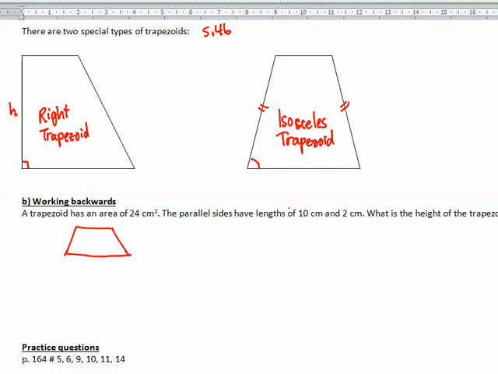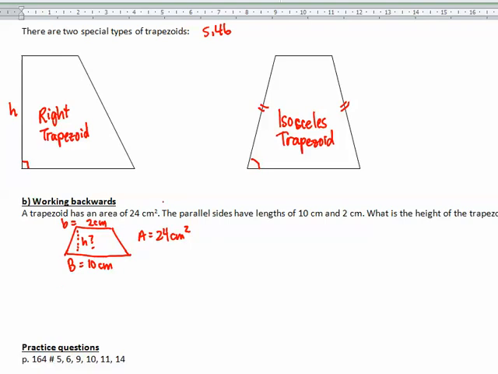So the parallel sides have lengths of 10 centimeters, so that's the big base. Small base is 2 centimeters. We don't know the height. That's what we don't know, but we do know its area is 24 centimeters squared. So let's just write this on the side. We know that 24 centimeters squared is the area. Big base is 10 centimeters. Small base is 2 centimeters. And we don't know the height.